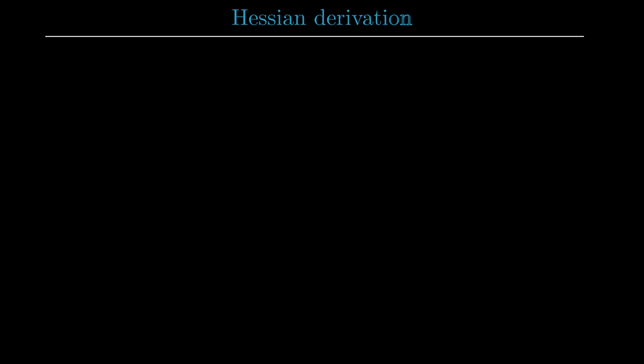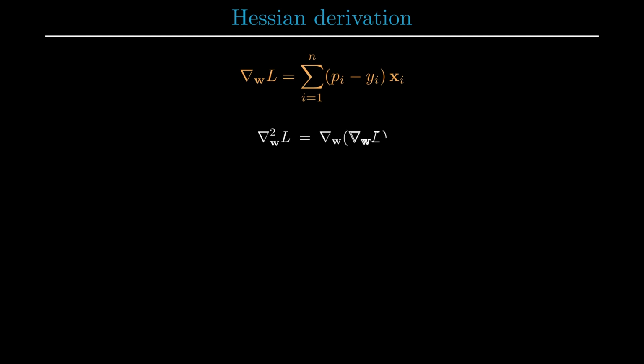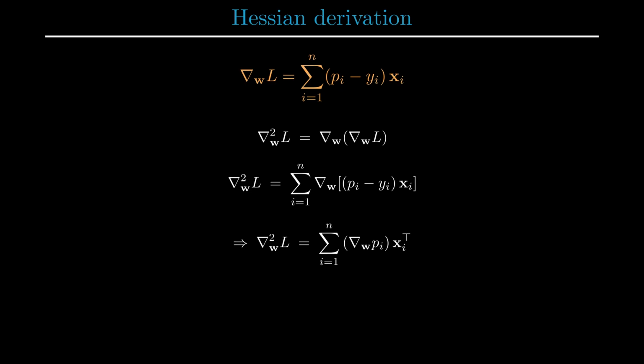Now let's look at the second-order derivative of the loss. Recall that the gradient depends on prediction error and the input features. The Hessian is simply the derivative of this gradient. When we differentiate again, only the predicted probabilities depend on the parameters.